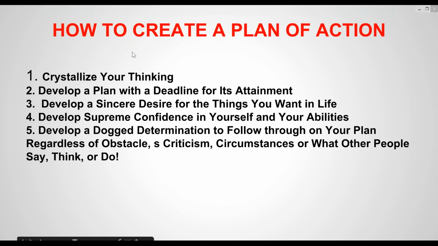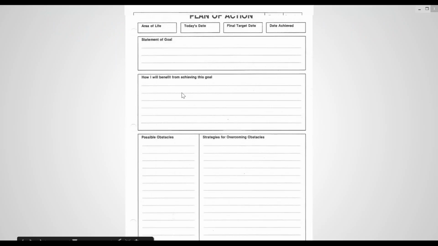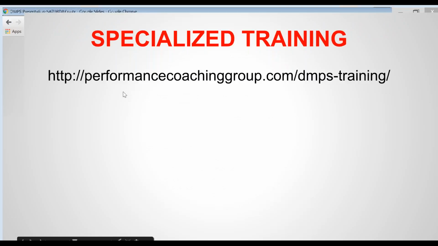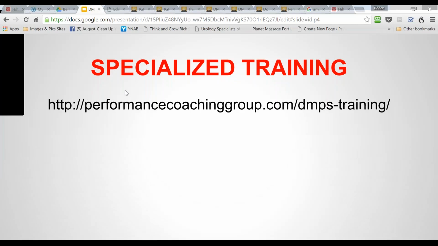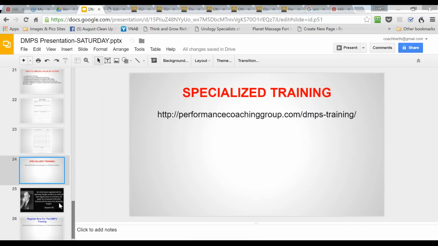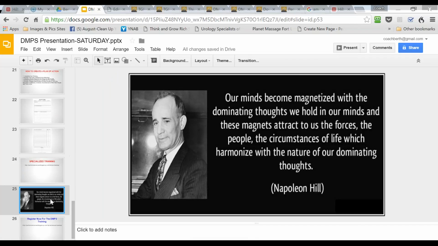And so there's a 5-step process that we go through that we teach you. We use a plan of action form that determines the action steps. And so what we do is we walk you through these action steps once you've determined what it is you want. And so, Napoleon Hill said, our minds become magnetized with the dominating thoughts that we hold in our minds.